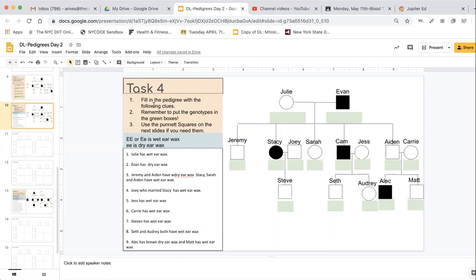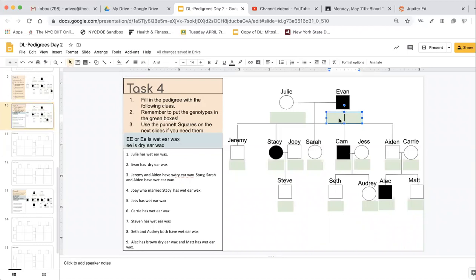Fill in the pedigree with the following clues. Remember to put the genotypes in the green boxes. Use the Punnett squares on the next slides if you need them. And we're doing the earwax example. It's just easy to state the same thing. So with the earwax, we know shaded is recessive.